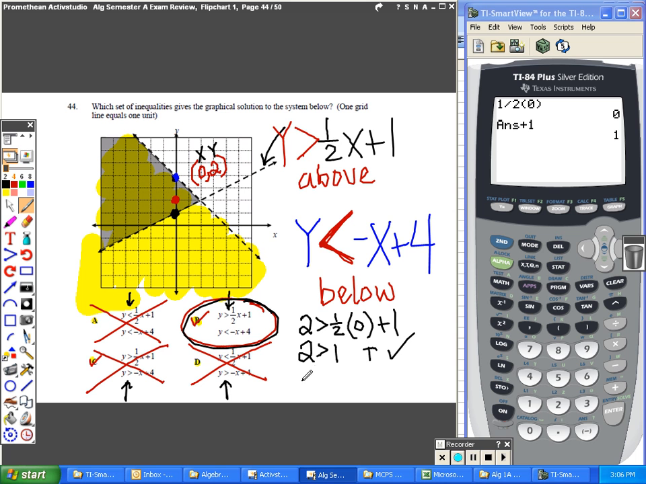Now let's try the second. Let's put a 0 in for y and 2. What was it? Oh, I messed up. It was a 2 in for y. Sorry. 2 in for y and a 0 in for x. Is 2 less than 4? Also true. So that's another way to check that B is your answer.